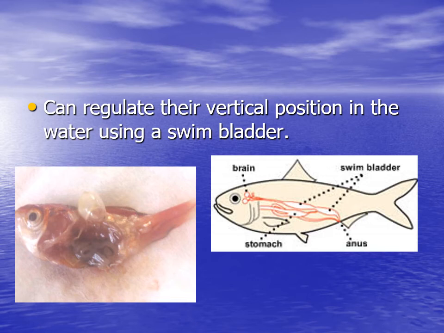These fill with air and they make the fish buoyant, meaning that it can float in the water. So it can put more gas into that swim bladder if it wants to raise its position in the water, or if it wants to lower itself down while it's swimming, it can allow gas out of that swim bladder so it drops down towards the bottom. So another really important adaptation that helped fish survive.